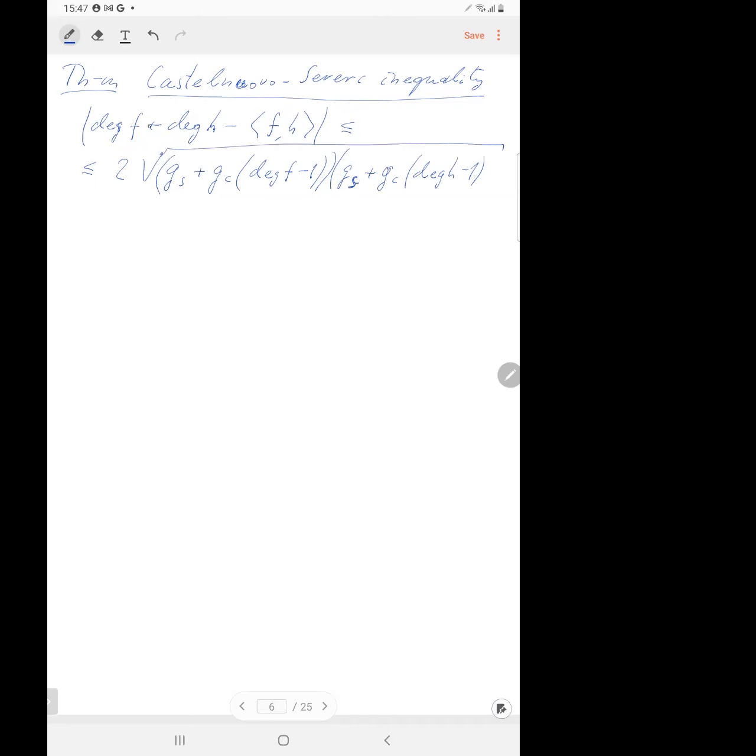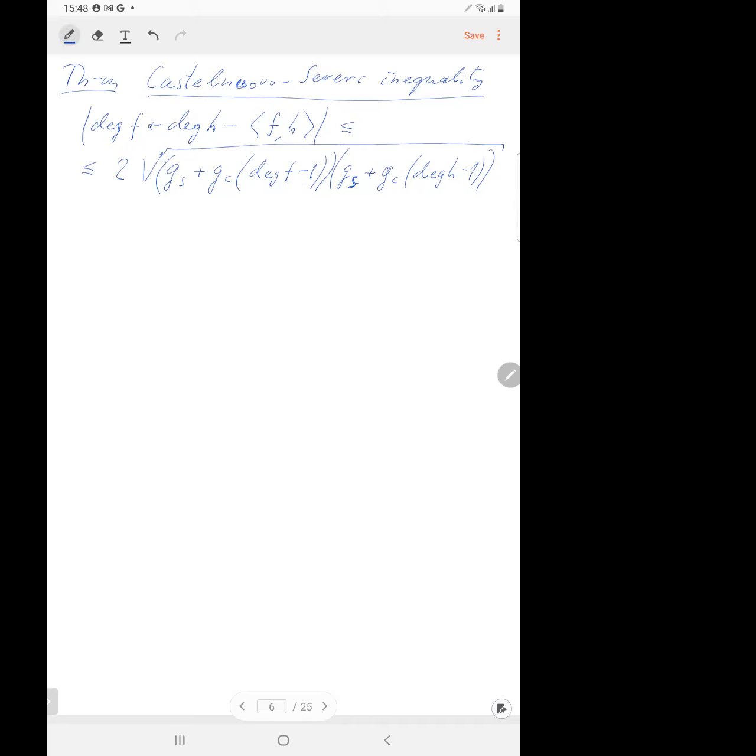Like this, but maybe we need absolute values rather, because no, we don't need absolute values because both things are non-negative. Yeah, the degree cannot be negative, and the genus also cannot be negative, so it's fine.